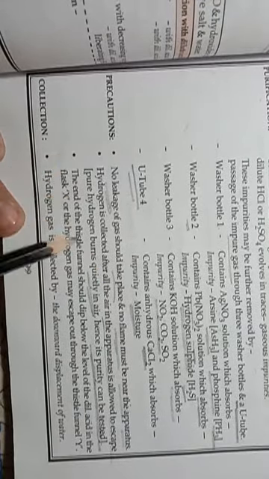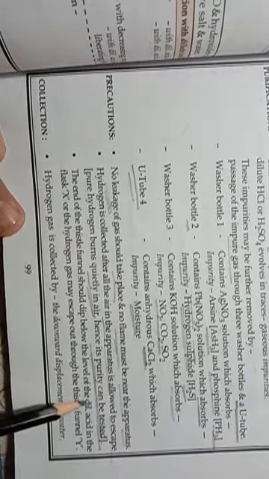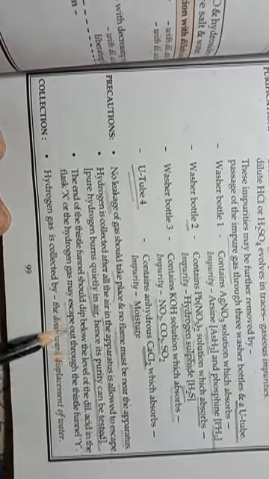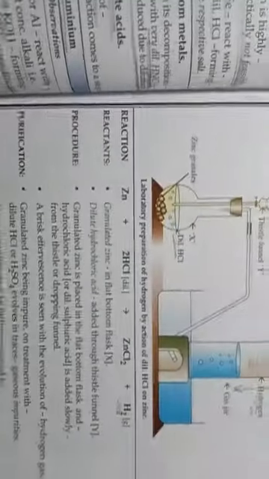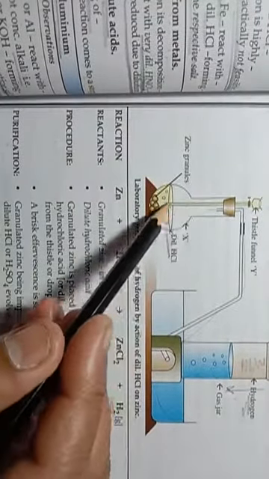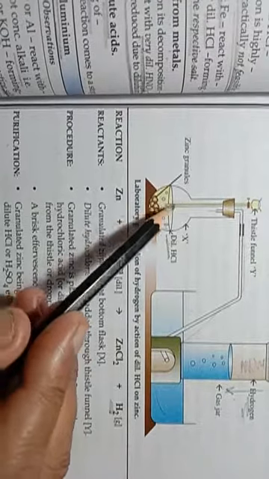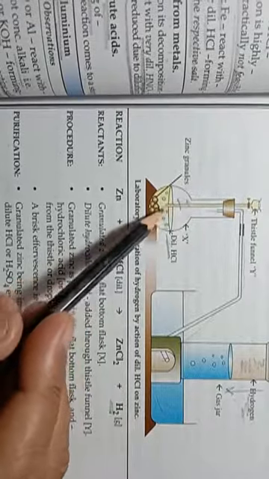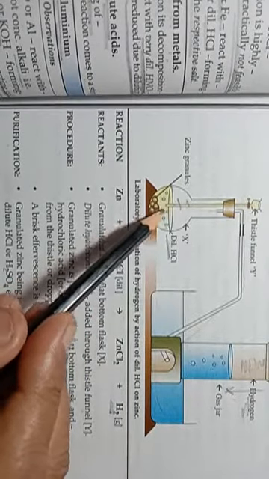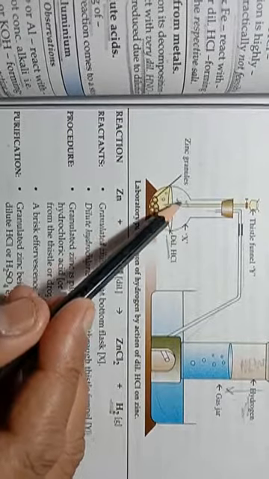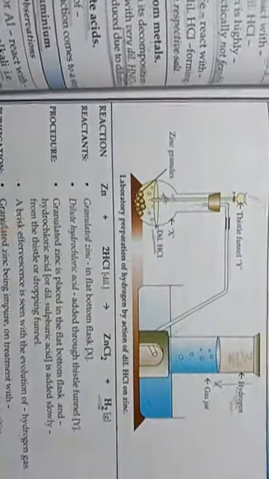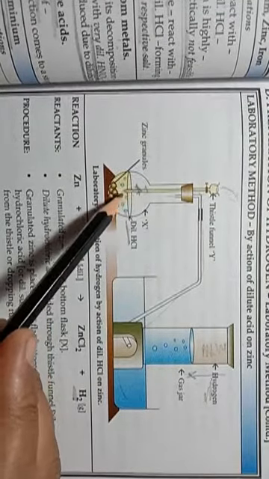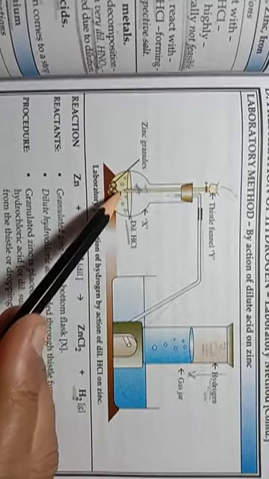Third point, the end of the thistle funnel should be dipped below the level of dilute acid in the flask, or the hydrogen gas may escape out through the thistle funnel. So this last end of the thistle funnel should be dipped inside the dilute acid. If the last end is somewhere here, then the hydrogen which will be formed here can escape out from this passing tube also through the thistle funnel outside. Okay, so the last end of the thistle funnel should be dipped inside the dilute acid.